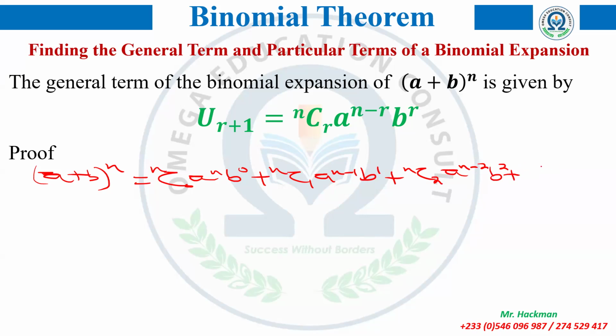Okay, let's generate one more term. So n combination 3, A raised to the power n minus 3, then B raised to the power 1. Okay, then plus ellipsis, then plus the last one, which will be n combination n.